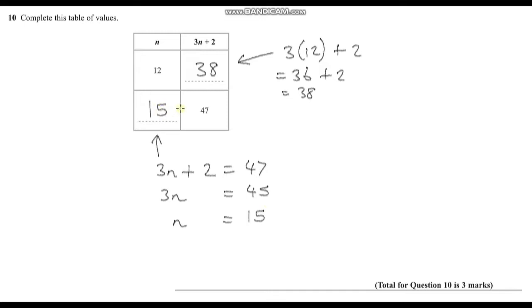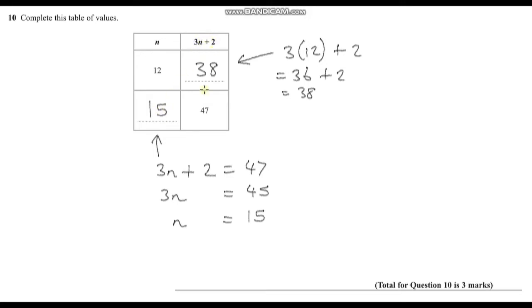And we can check our answer by working forwards. So when n equals 15, 3n plus 2, substitute 15 where n is. It's going to be 3 times 15, which is... sorry, not 30. 3 times 15 is 45.